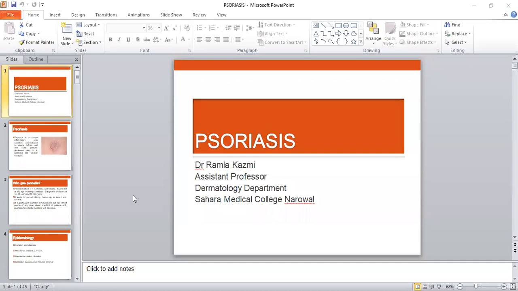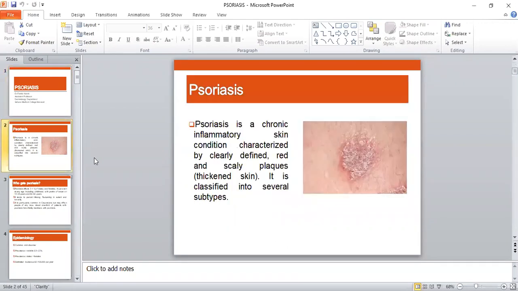Today's lecture topic is psoriasis. Psoriasis is basically a very common disease, but it was before common among foreign countries or in the developed countries. But nowadays, it is very common in Pakistan as well.